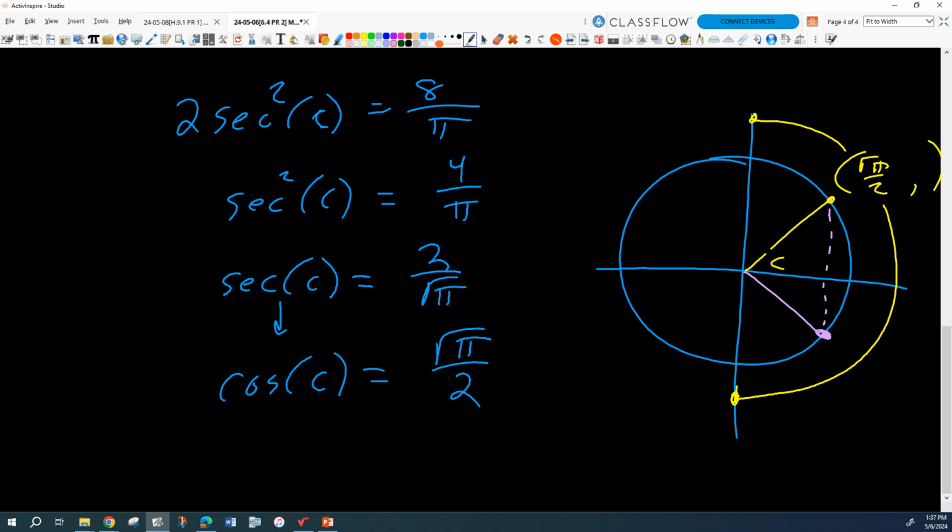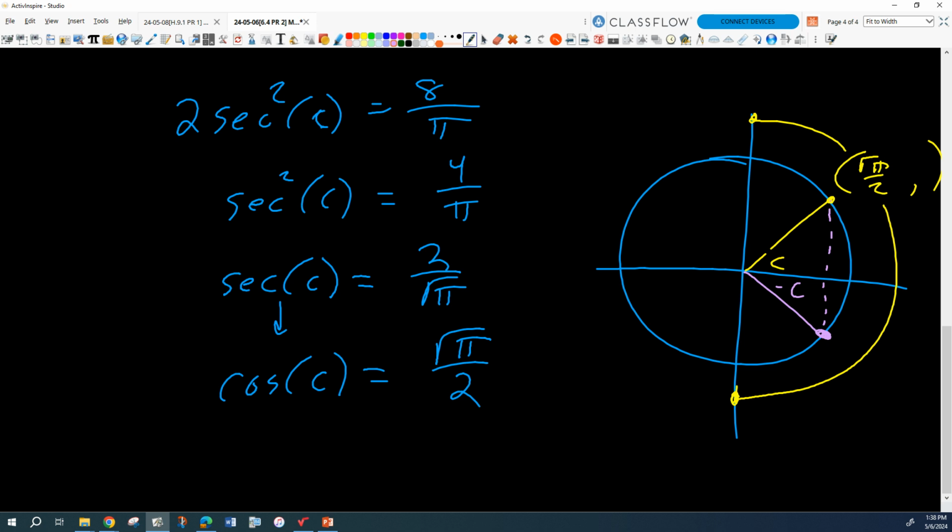Okay, well, how could you describe that place? One way you could describe it is 2 pi minus c, but our domain is going from negative pi fourths to positive pi fourths. So where in our domain would that be? If this angle is c, what's that angle? Negative c, isn't it? Everybody agree?